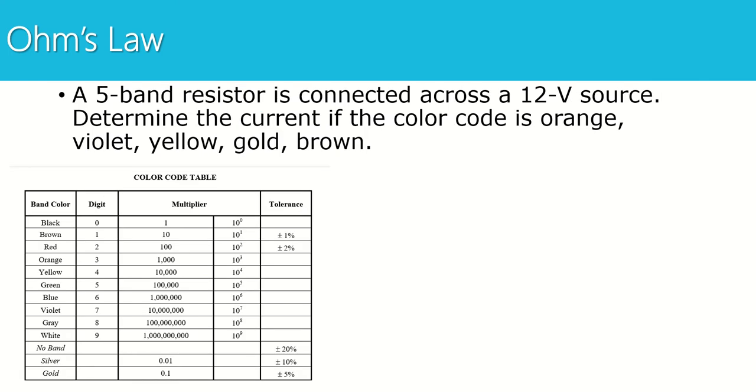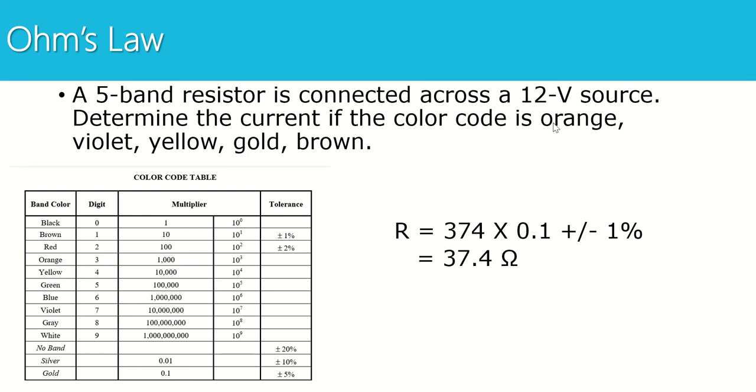For our last example, we have a 5-band resistor that is connected across a 12-volt source. I want you to determine the current if the color code is orange, violet, yellow, gold, and brown. So this is tying 2 concepts together: decoding a resistor and applying that engineering notation, and then using Ohm's law to figure out if that resistor was connected to a 12-volt source, what's the current going through it? So let's start by decoding that resistor.